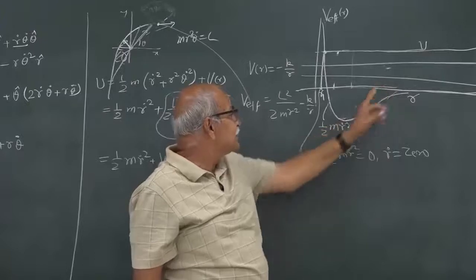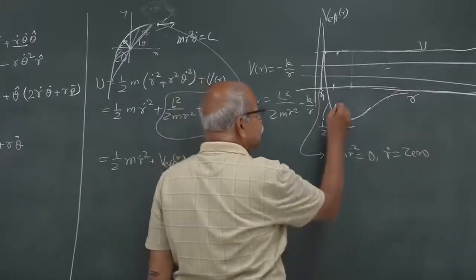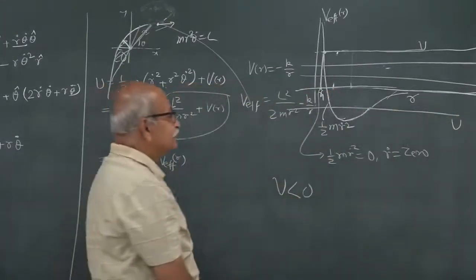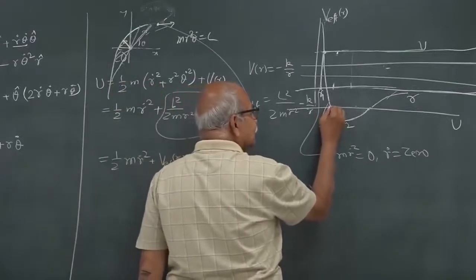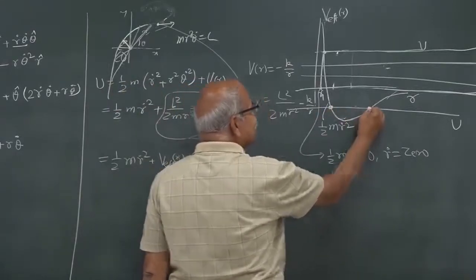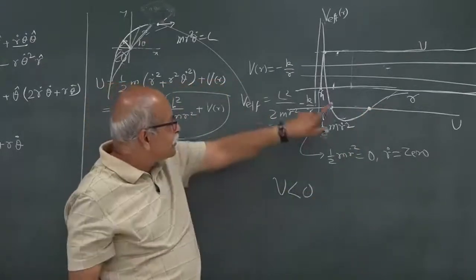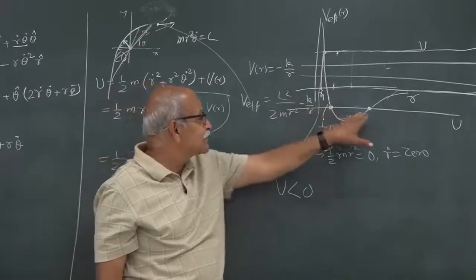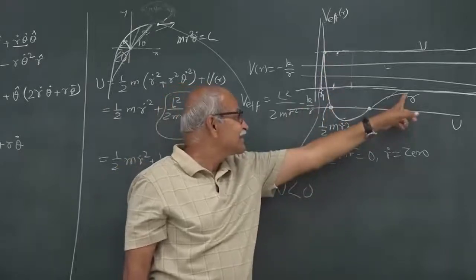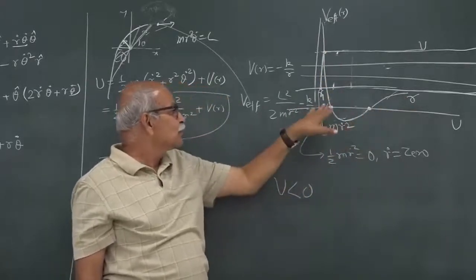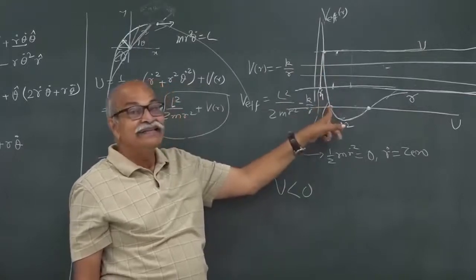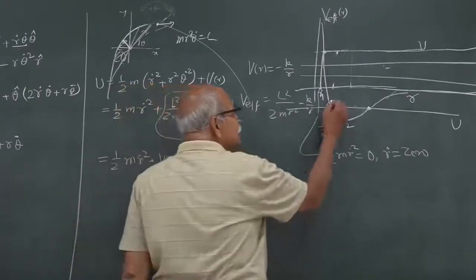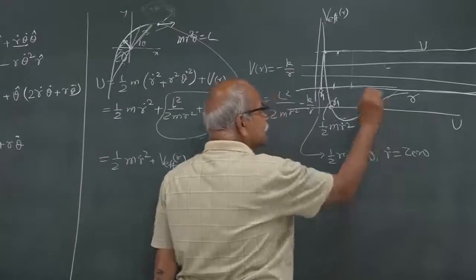But if u is less than 0, suppose this is u, then this is the point where r dot is 0, and this is the point where r dot is 0. Here is the total energy and here is the effective potential energy. So, at the points of intersection, the total energy and the effective potential energy are the same, and that means r dot is 0. So, this corresponds to a minimum and this corresponds to a maximum.